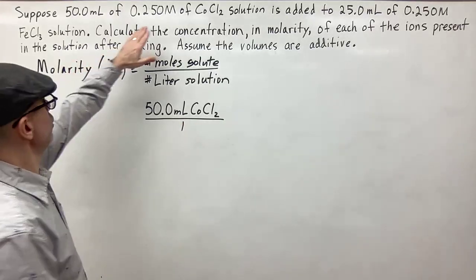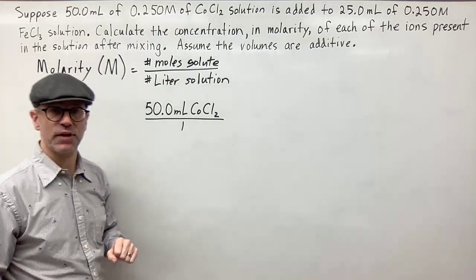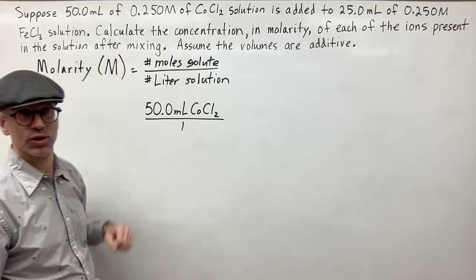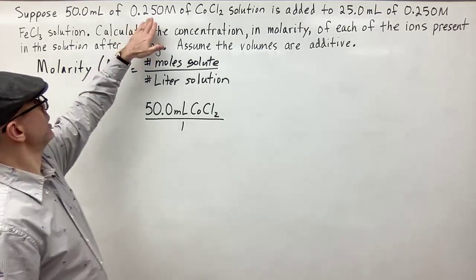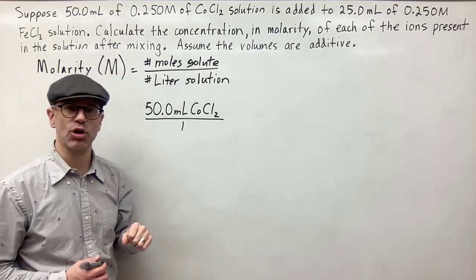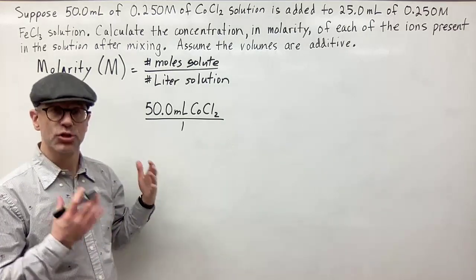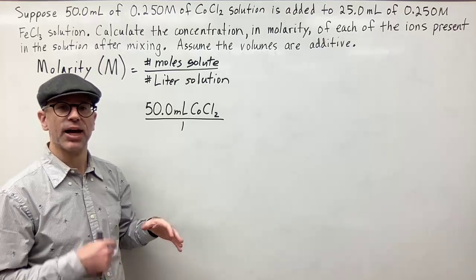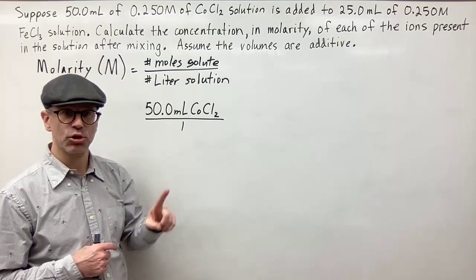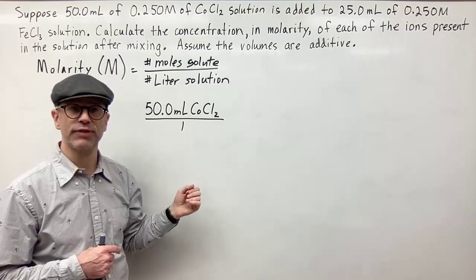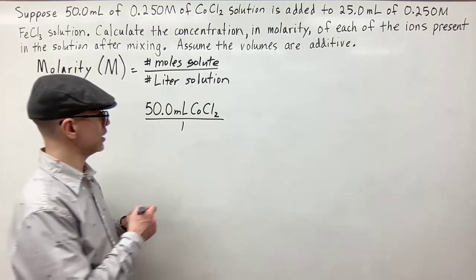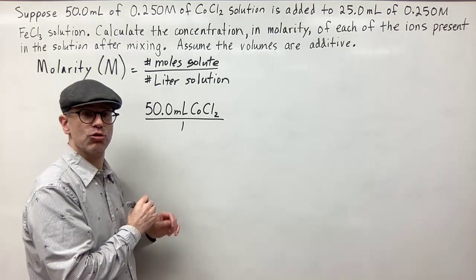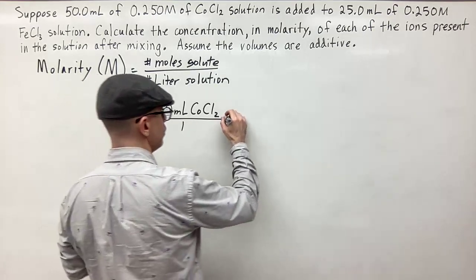So here we can use the molarity as a conversion factor. Remember, molarity is moles of solute over liters of solution. So in this case, if I have a 0.250 molar solution of cobalt-2 chloride, what that means is that in 1 liter of the solution, I'll have 0.250 moles. So I can use that as a conversion to convert to moles. But first I need to convert this to liters.